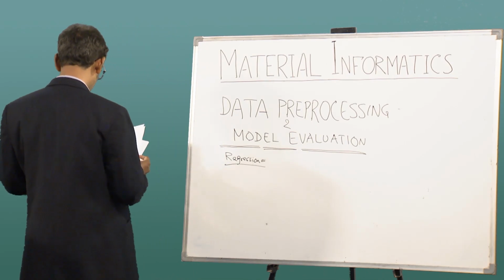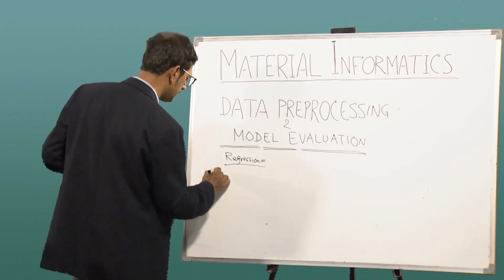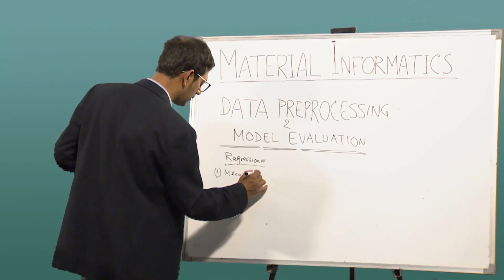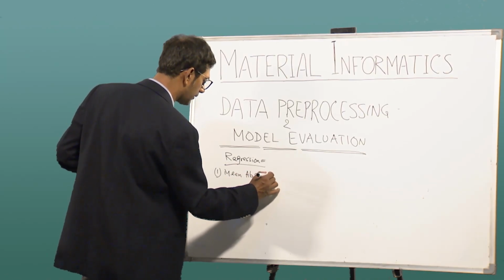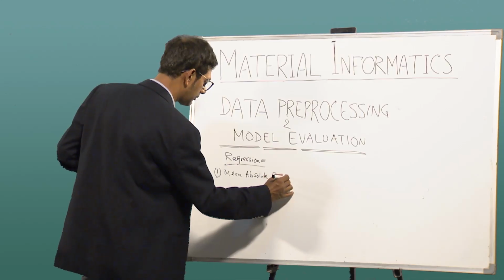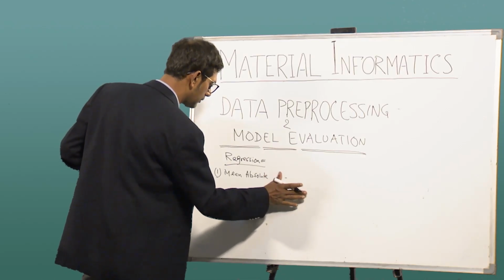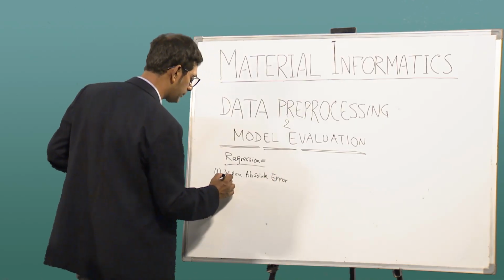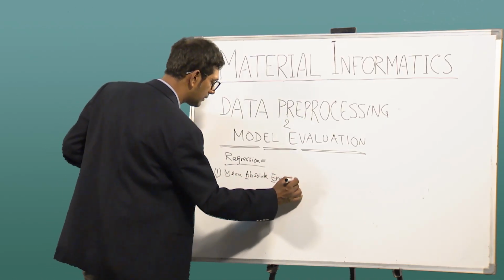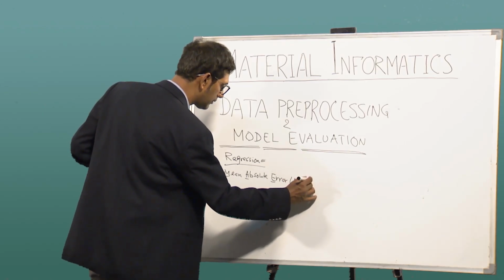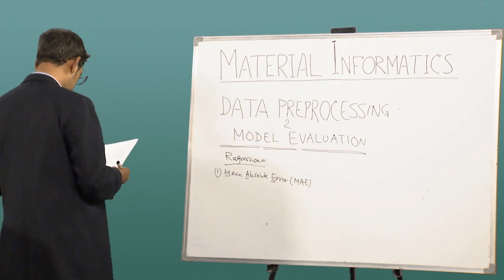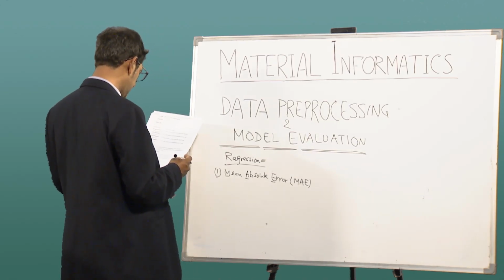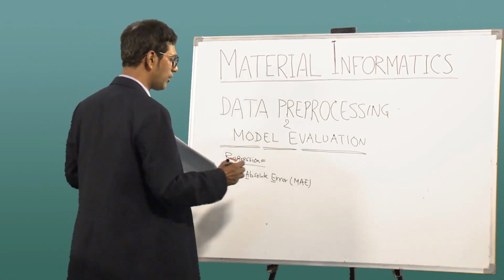So, the first thing is what is known as the mean absolute error. From the name itself we can understand. Nobody calls it that way, people call it MAE. What is that? This is nothing but the absolute difference between the predicted value and the original value.